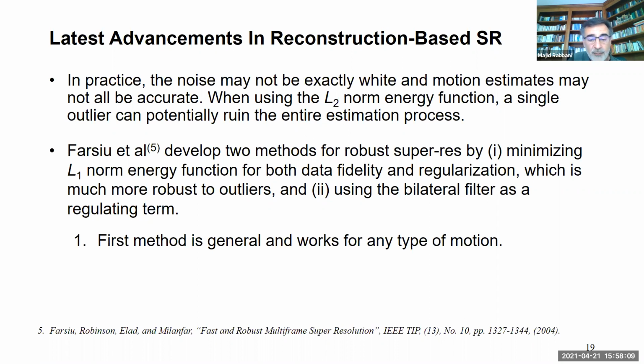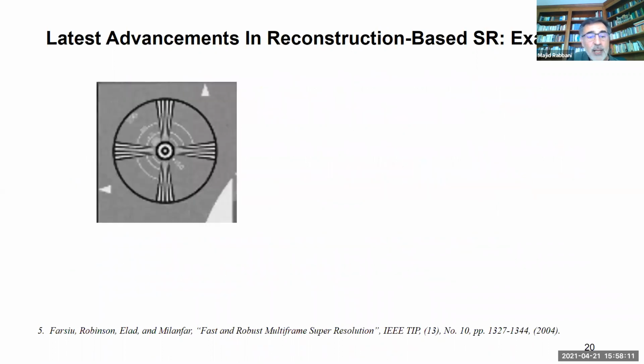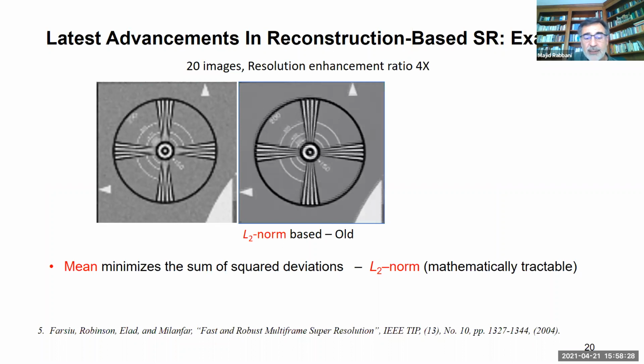So they have several methods. Let me show you some examples. You can, by the way, I will show you where to download this code and run your own images, okay? So this is an example that they report. 20 images, resolution enhancement with a ratio of 4x. So we're going to do a 4x enhancement. This is based on the old paradigm of L2 norm super resolution. It looks better. Clearly, you know, you could read some numbers that you couldn't do before.